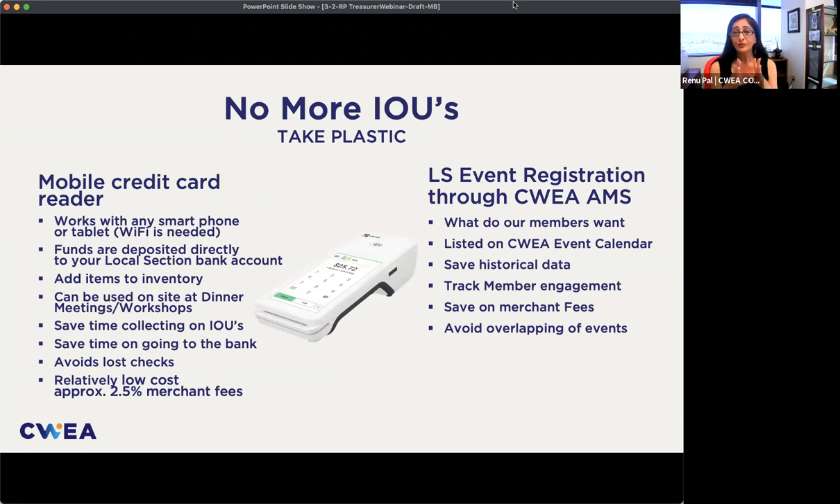And this is just a little bit more on the mobile readers that we have available. I think I mentioned that we do have merchant services. We have mobile readers that local sections can take to your dinner meetings or to your events. I don't think they exactly look like that, but we couldn't find the right image. But they work out great. We have a lot of local sections using them. And if you don't have one, please let us know that you need one. You can have more than one. If you have more than one event at the same time and you need two, you can get more than one.